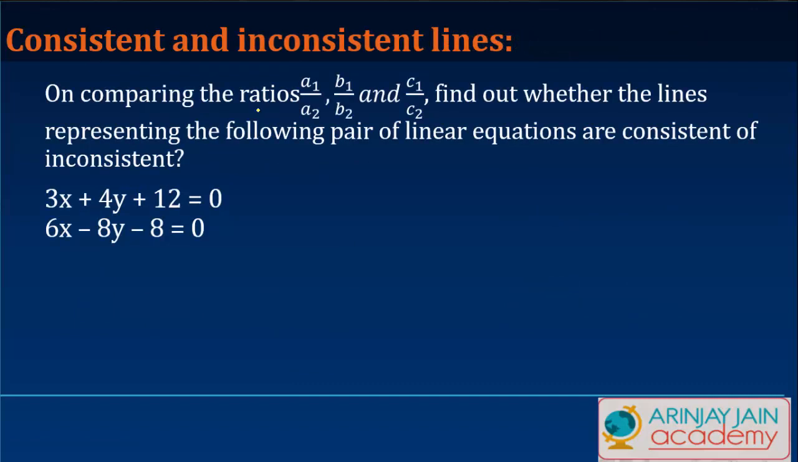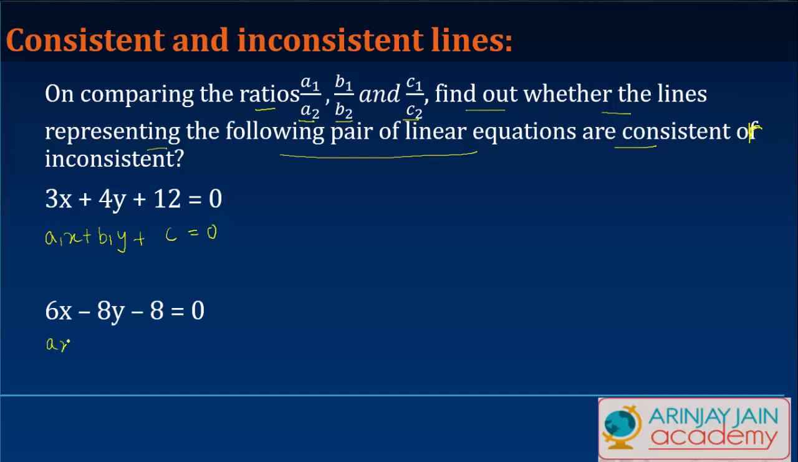On comparing the ratios a1 by a2, b1 by b2 and c1 by c2 for the following equations, find whether the lines representing the following pair of linear equations are consistent or, this should be, inconsistent. Now for this, we need to put these equations in the form a1x plus b1y plus c1 is equal to 0, and similarly a2x plus b2y plus c2 is equal to 0.